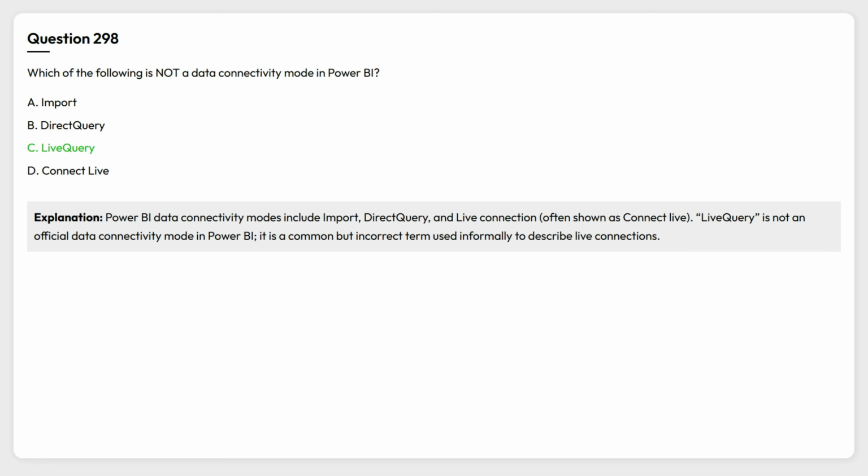Power BI data connectivity modes include import, direct query, and live connection, often shown as Connect Live. Live query is not an official data connectivity mode in Power BI. It is a common but incorrect term used informally to describe live connections.